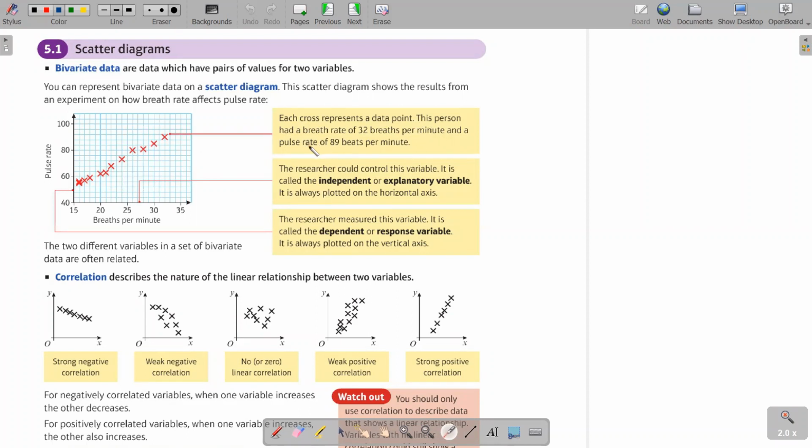So this person had a breath rate of 32 breaths per minute and a pulse rate of 89 beats per minute. They are saying this person had a breath rate of 32 and a pulse rate of 89. Basically, they have done that for everyone.